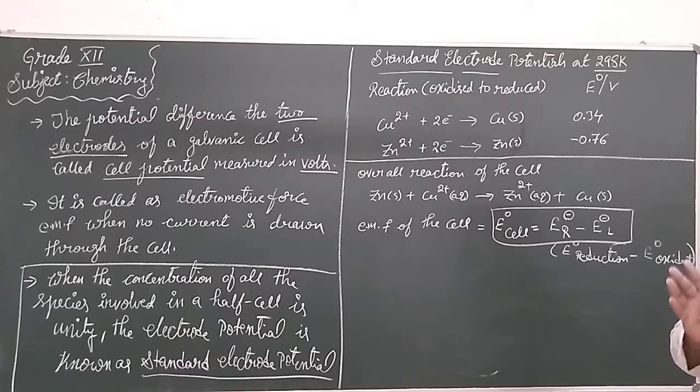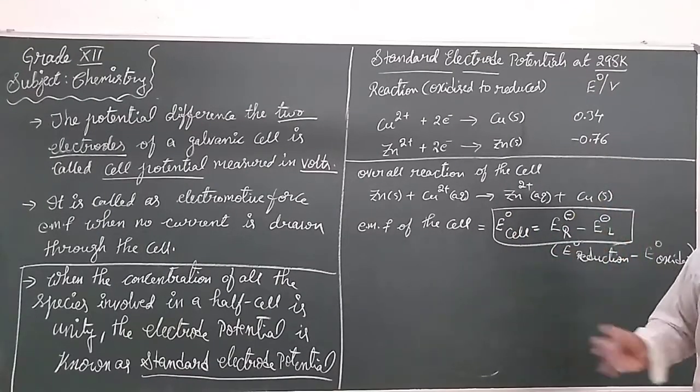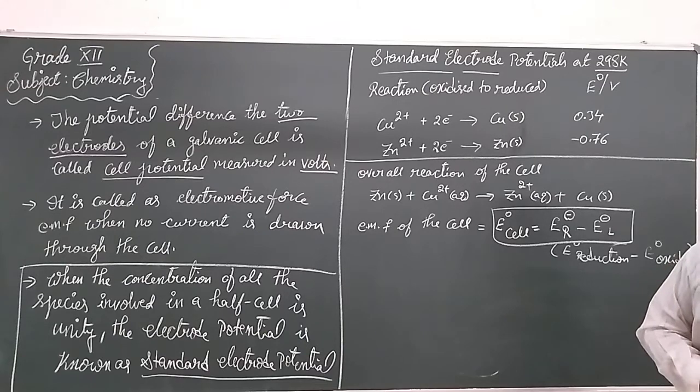Each electrode will have one potential. That is called the electrode potential we mentioned. Now, when we have the difference between the reduction half cell potential and the oxidation half cell potential, we will get the cell potential, the total cell potential. How is it measured? We mentioned it is measured in volts.